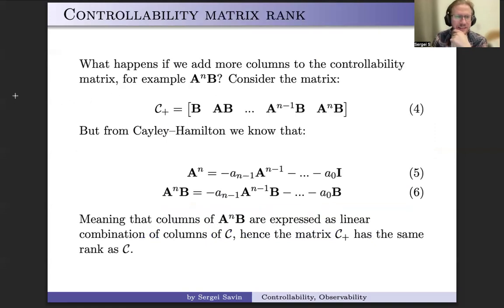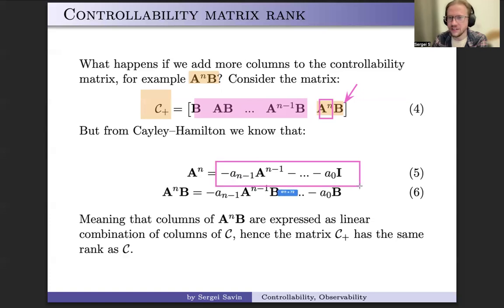Now let us consider this expanded version of the controllability matrix where we add one more term. Here was the traditional controllability matrix: B, A times B, A times A times B, and so on and so forth. I added one more term, the term A to the power n times B. Now, since we have the Cayley-Hamilton theorem, we could say that A to the n, this matrix right here, is a linear combination of its lower powers. So it is a combination of A to the power n minus 1, A to the power n minus 2, etc., all the way to identity.